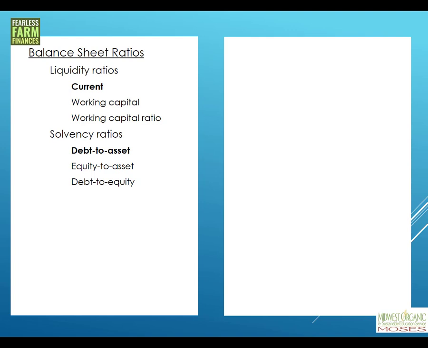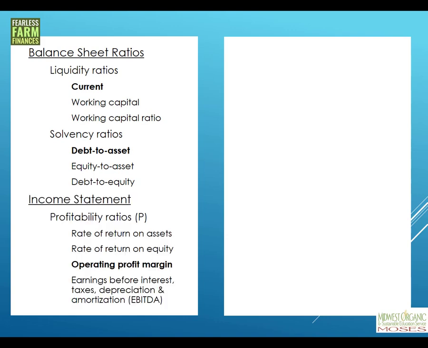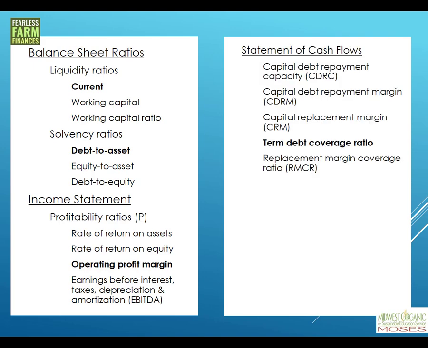our balance sheet ratios we divide into liquidity and solvency ratios, and under liquidity we have our current, our working capital, and ratios, and our solvency ratios are debt to asset, equity to asset, and debt to equity. From our income statement, these tend to be our profitability ratios. We have our rate of return on assets, our rate of return on equity, our operating profit margin, and we can also look at earnings before interest, taxes, depreciation, and amortization.